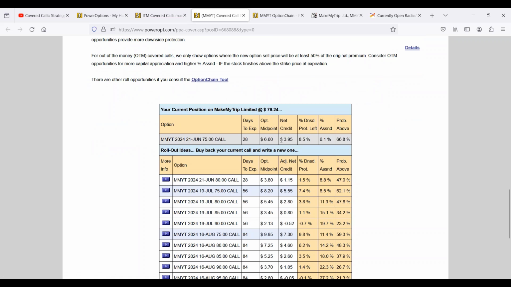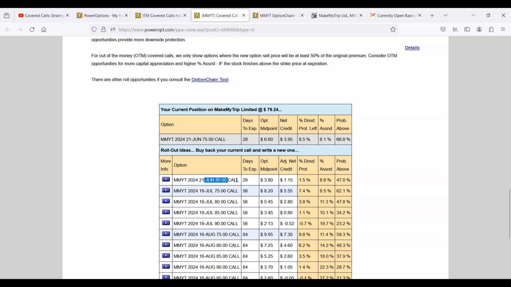What are we seeing here? We originally collected $3.95, as we know. It's going to cost me $6.60 to buy back this position if I want to roll this covered call and stay out of the money, because I want to hold this longer term, or I'm expecting more growth.